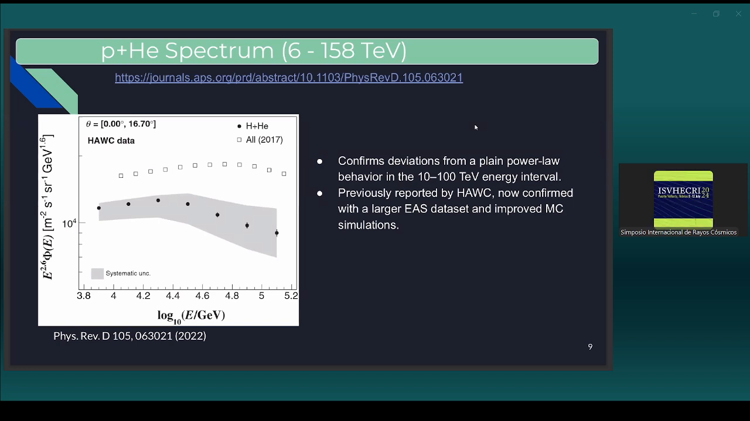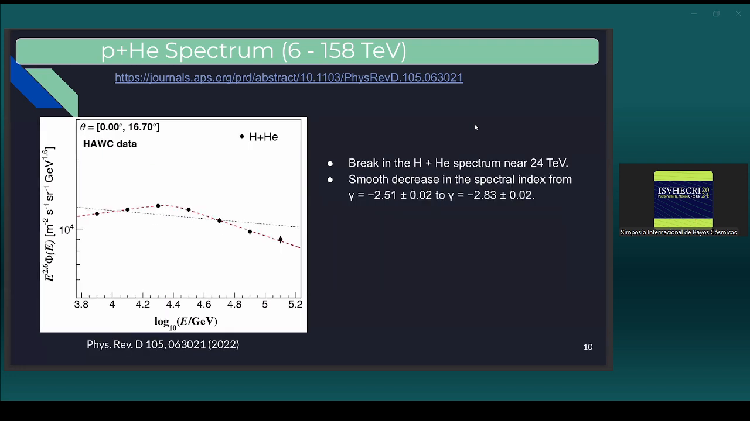It was previously reported, and it is now confirmed with the larger data sets that we have taken, and also with improved simulations. This break is, as I told you before, near 24 TeV. What we see is just a softening of the spectrum, and the decrease goes really smoothly. It goes from a spectral index of 2.51 to 2.83. So this is one of these recent results.